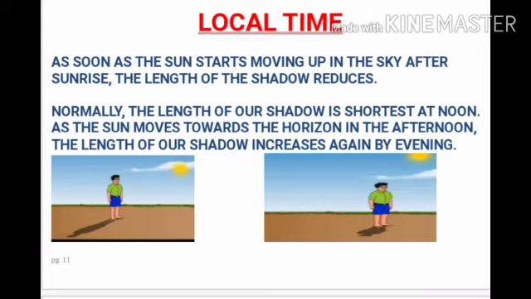Local time. As soon as the sun starts moving up in the sky after sunrise, the length of the shadow reduces. Normally, the length of our shadow is shortest at noon. As the sun moves towards the horizon in the afternoon, the length of our shadow increases again by evening. That says, as the sun moves up in the sky, the shadow will become smaller and smaller. And again in the evening, as the sun goes down and down, the shadow will become bigger and bigger.